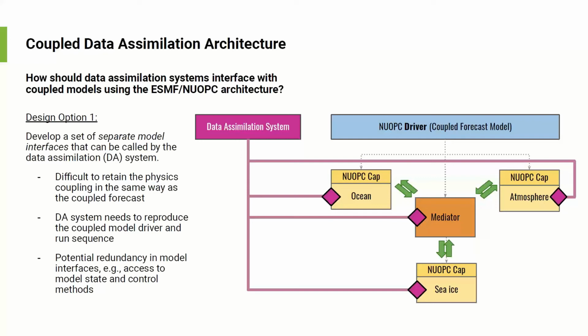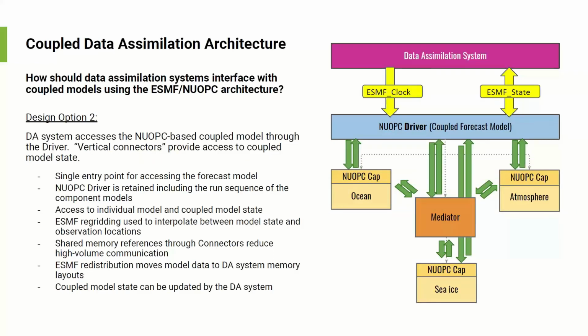But there are a lot of disadvantages to this approach, because you lose the sequencing that the driver provides. There's a risk that the DA system will have to reproduce a lot of the same capability that's already included with the coupled system. So the approach we think is the best, and we're prototyping within NOAA's Unified Forecast System, is to have the DA system sitting on top and accessing the coupled system through the driver. When we do it this way, we introduce what I'm calling vertical connectors.